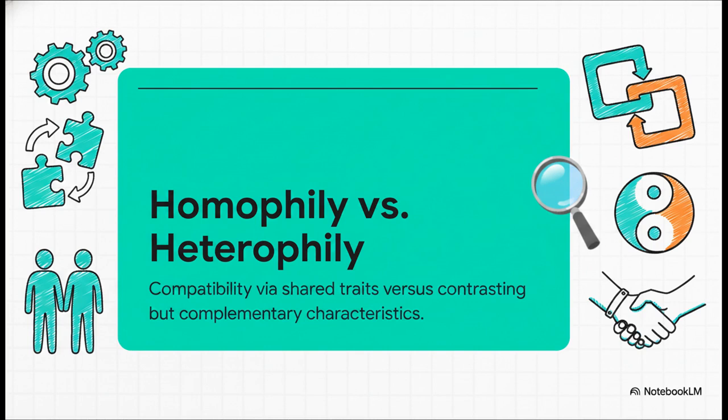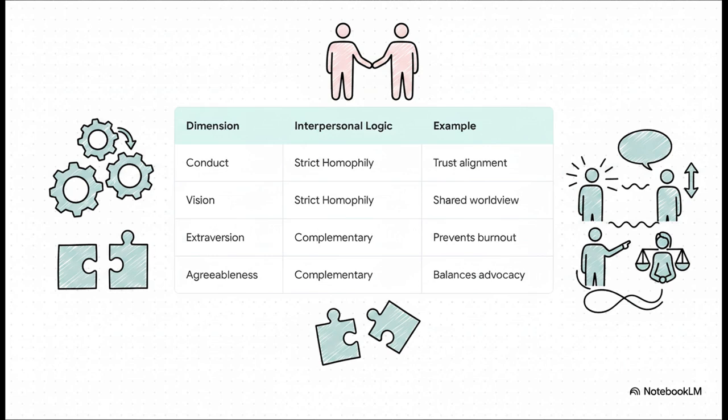Sometimes you need homophily, which is compatibility through shared, similar traits. But other times you need heterophily, compatibility through contrasting, complementary traits that actually balance each other out. The V3 algorithm calculates matches based on this exact dynamic logic. For your core ethics, that's core conduct, and your openness to the world, scope and vision, you need strict homophily. Misalignments there will destroy fundamental trust.